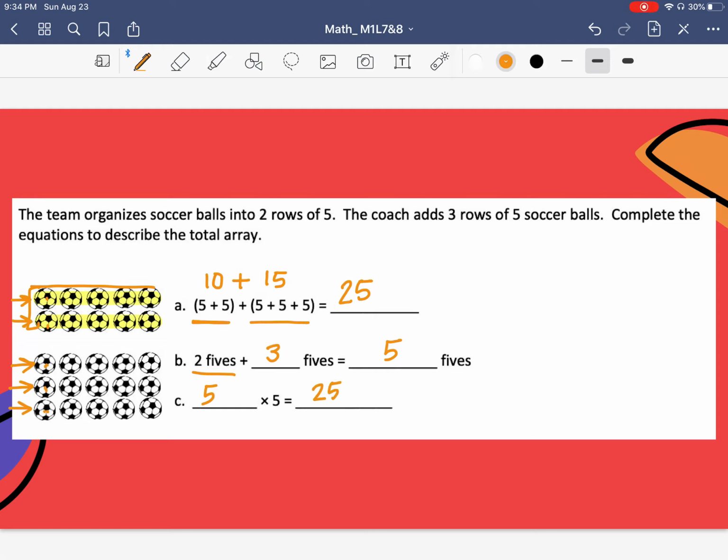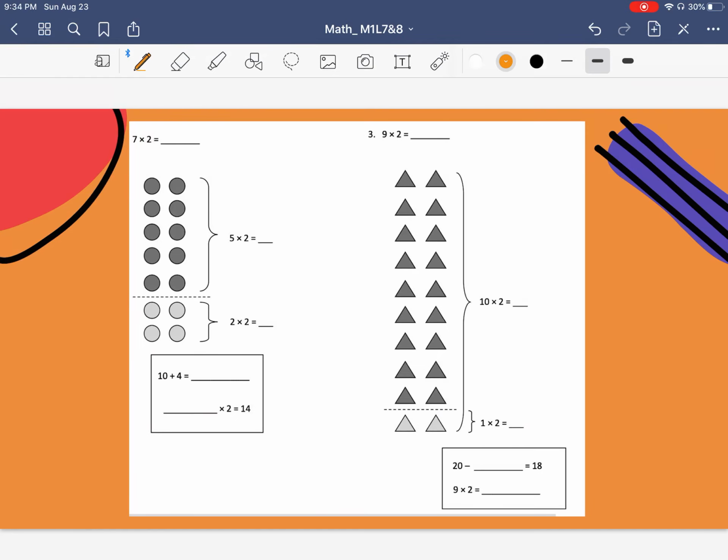So here I want you to understand that whichever equation you're using, they're all the same and they have the same total. Let's move on to the next question.